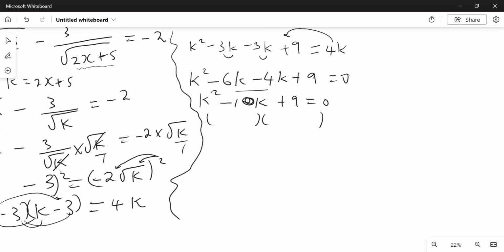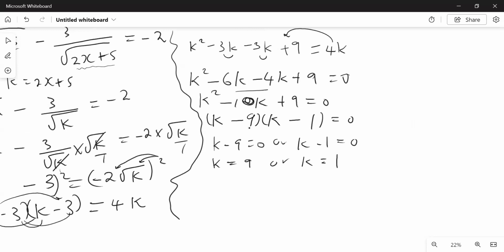So we're looking for factors of 9 that, when we add them, give us negative 10. So we have 9 and 1. Since the last term is positive, in our brackets we need to have the same signs. Which signs are we using within these two brackets? We take the sign of the middle term, which is negative and negative. Then K minus 9 equals 0, or K minus 1 equals 0, and therefore we transpose and end up getting K equals 9, or K equals 1.